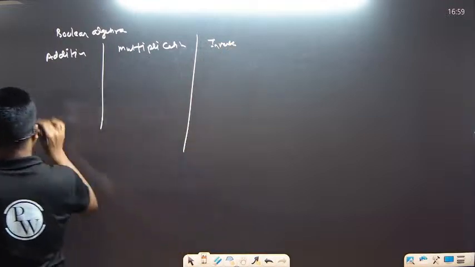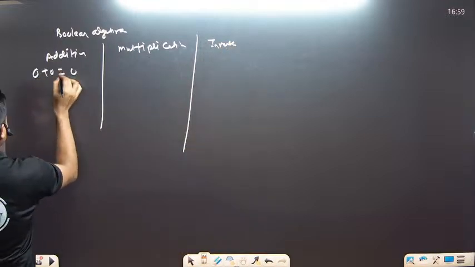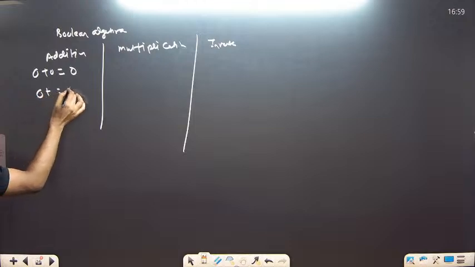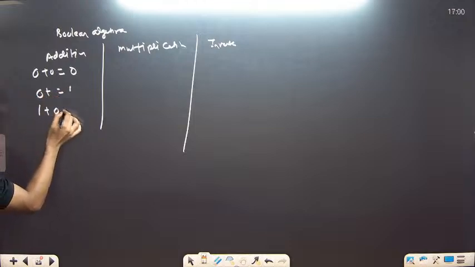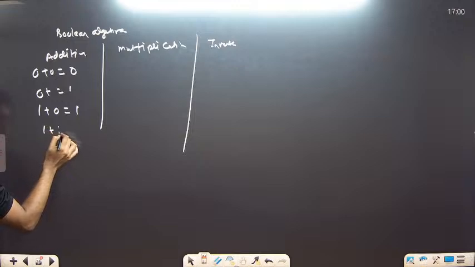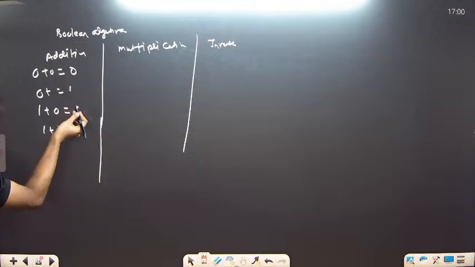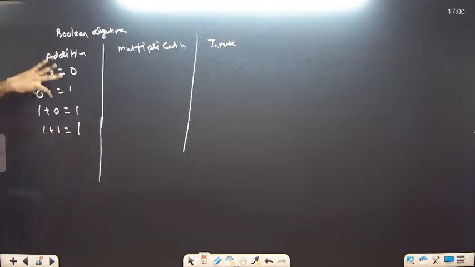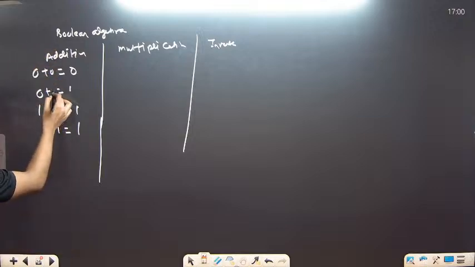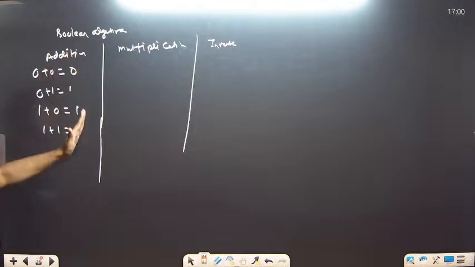If I do addition, 0 plus 0 will be 0. 0 plus 1 will be 1. 1 plus 0 will be 1. 1 plus 1 again will be 1. If any of the inputs is 1, then the output will be 1. What we are adding, we call the input, and what we are getting, that is the output.